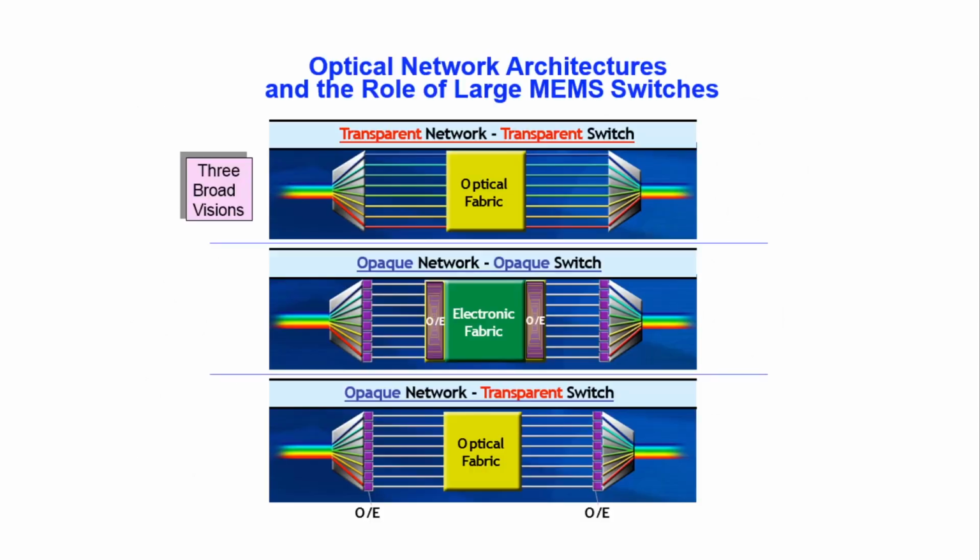This is optical network architecture and the role of large MEMS switches. Here it is a transparent network and transparent switch. Here the signal is coming through optical fiber, and this optical fiber is used to transmit the signal to the end users. After that there is an optical network and optical switch in which the signals are coming, and here there is an electronic fiber, which is used to transmit the signal to the end users. After that, there is an OPQ network and transparent switches, in which again the signal is coming and transferring to the end users through the optical fiber.